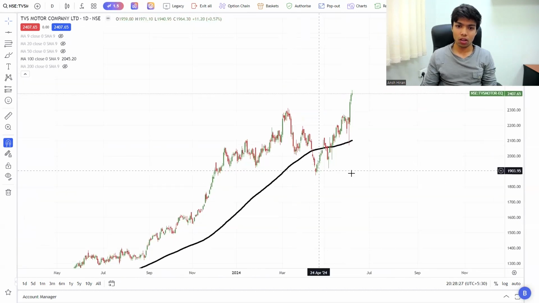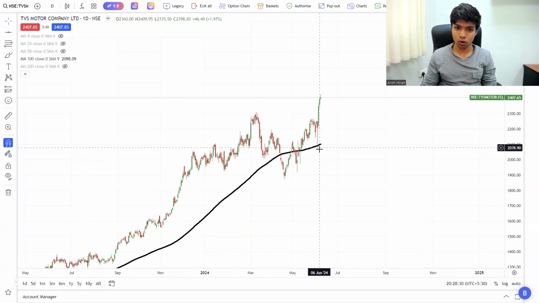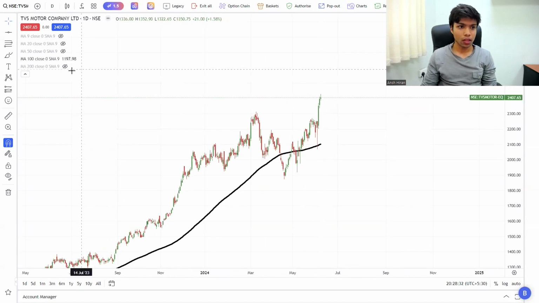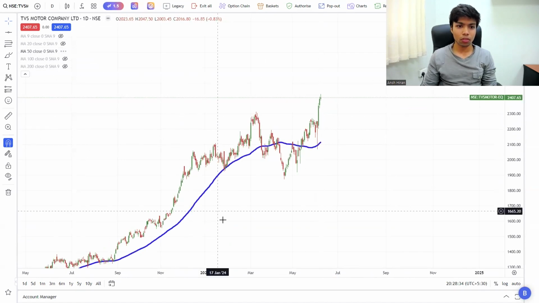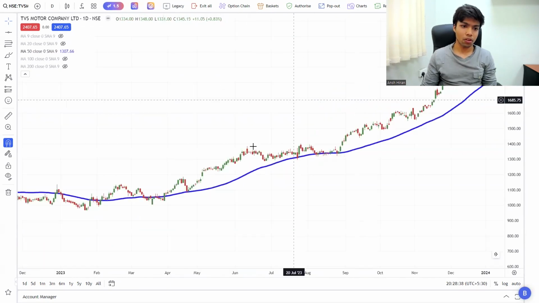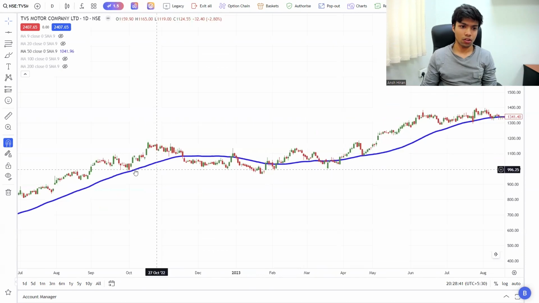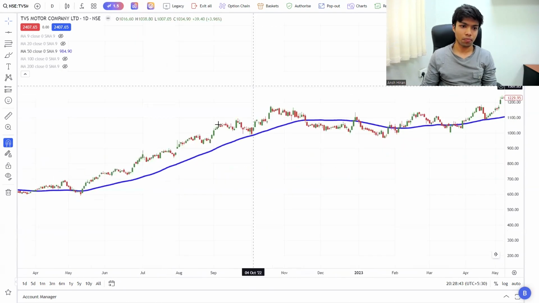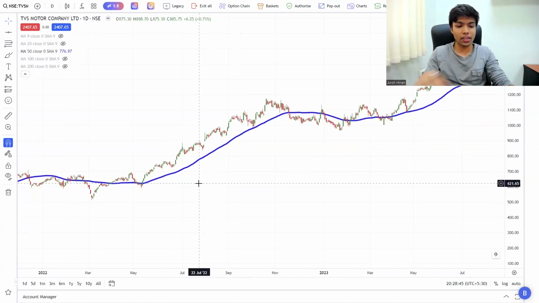Whenever the price, okay, look at this. Exact support on the 100 moving average, then going up. Then I'll show the 50 as well. Look at this. Exact support on 50, up. 50, up. Here support, up. And this is just a random stock. You can take any other stock.